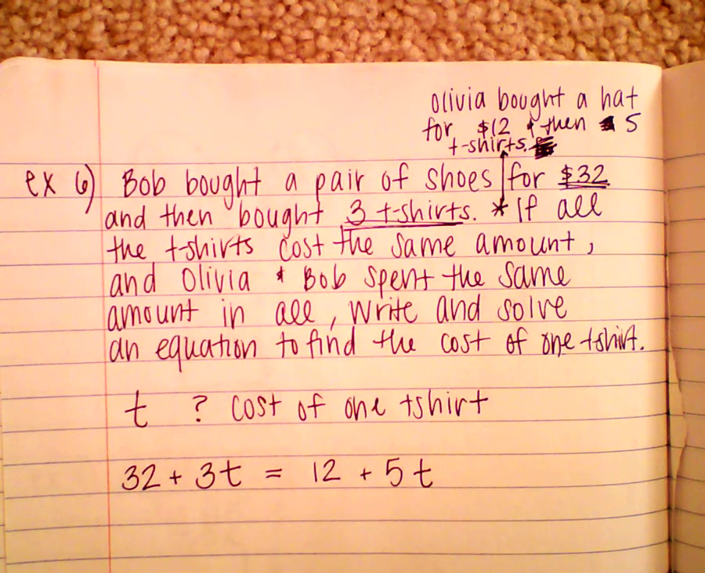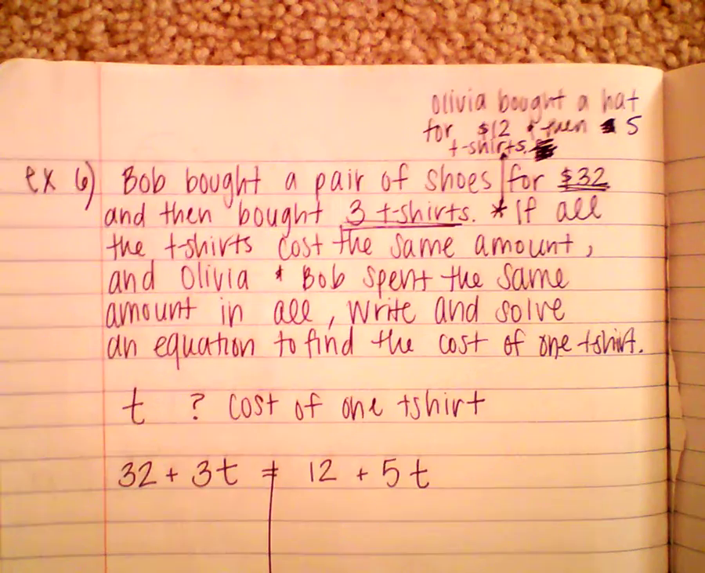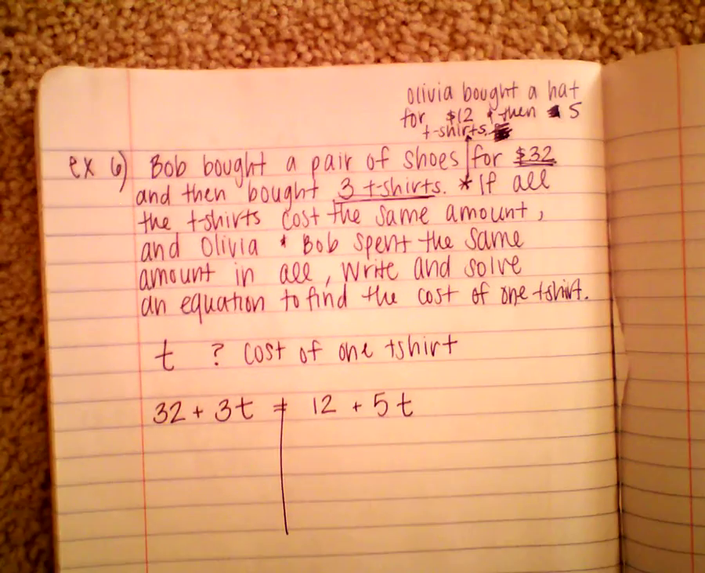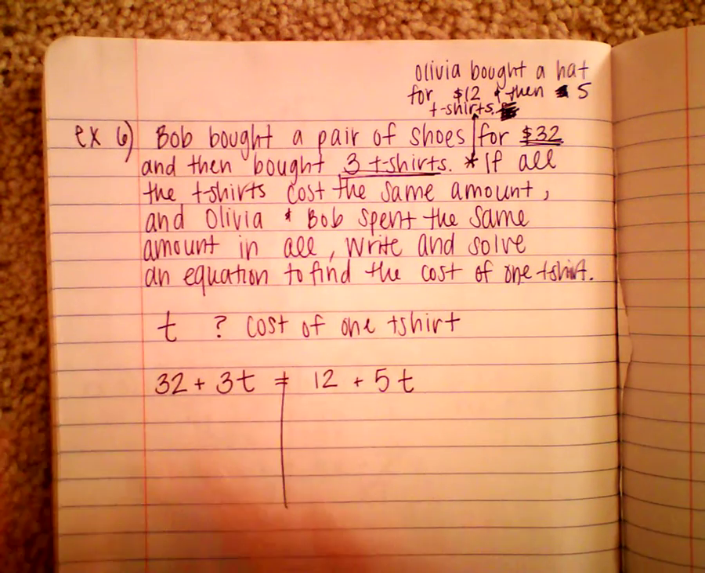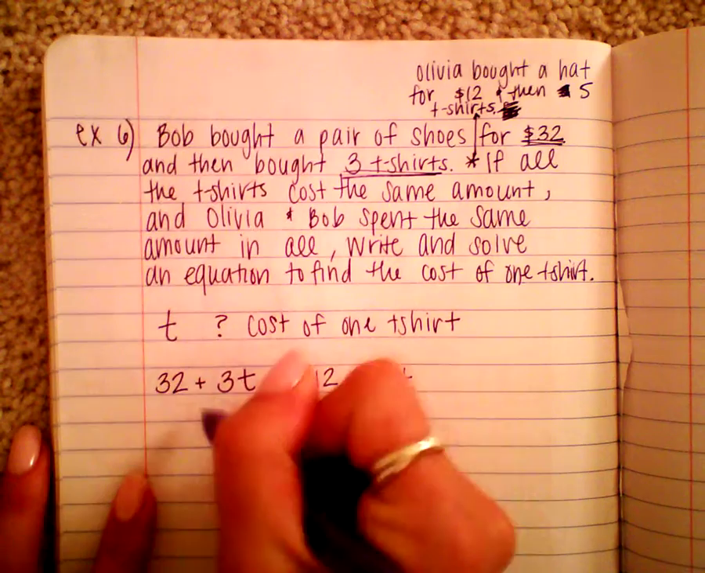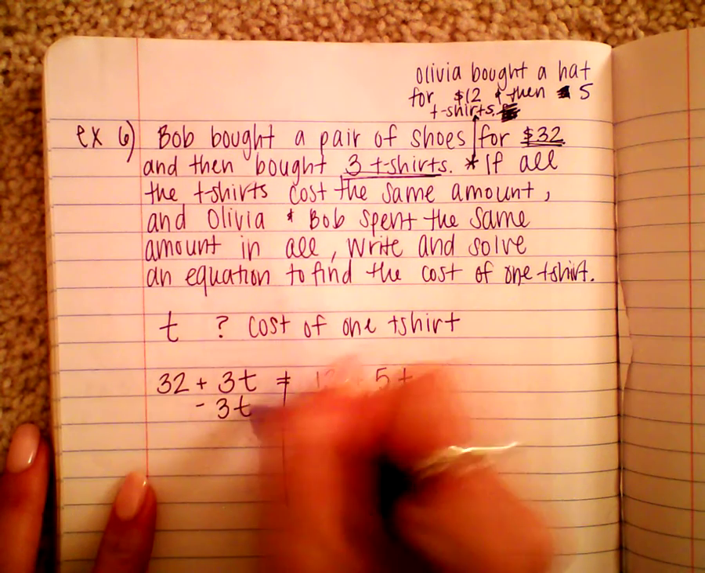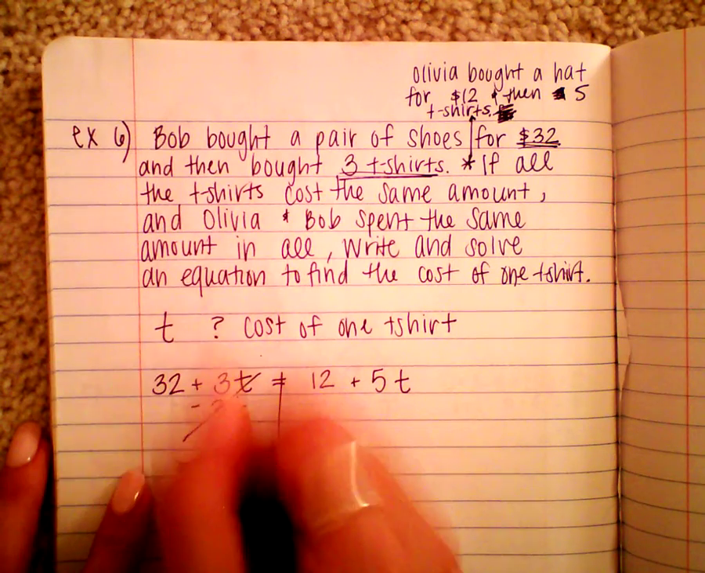And now that I have the equation, I can go ahead and start to move all my variables onto the same side. So I think it will be a little bit easier to move my smaller amount. So I want to isolate my variable, all the t's, onto the same side. So 3t, take away 3t, because that'll cancel out, leaving me with just 32.